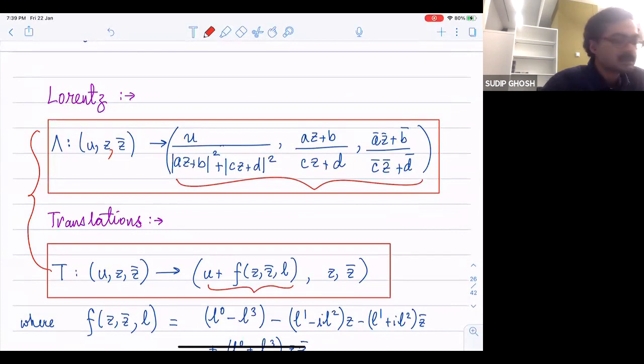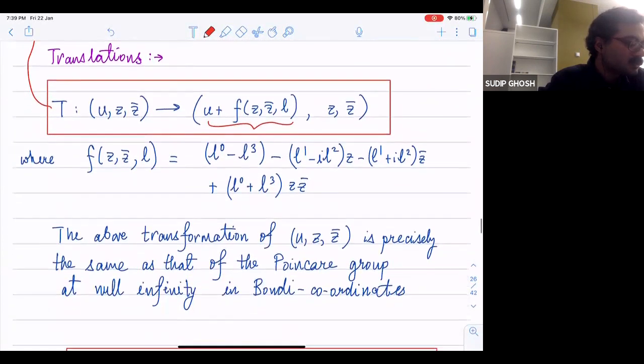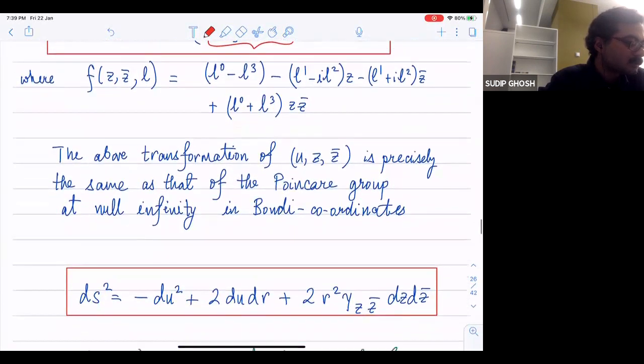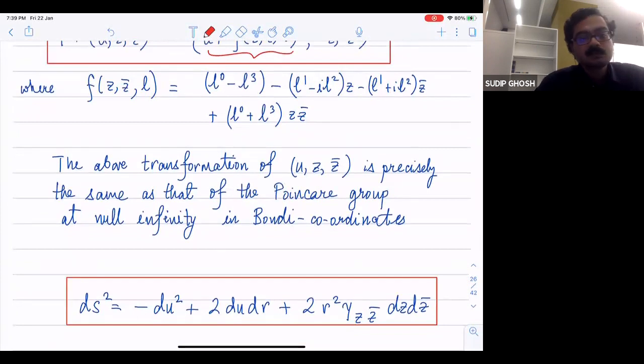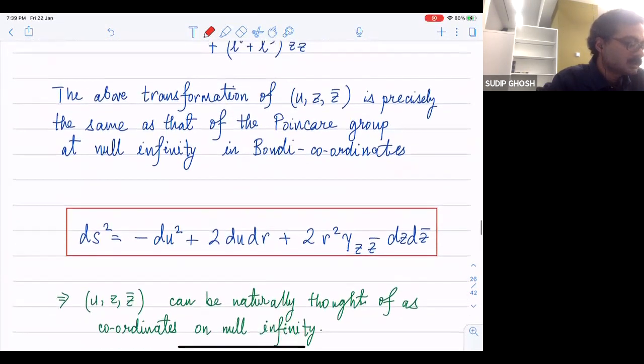So basically, if you stare at these transformations for a while, then what you immediately can realize is that this set of transformations of the u, z, z-bar labels is precisely the same as the action of the Poincare group at null infinity when you write the metric of Minkowski spacetime in the so-called Bondi coordinates. These Bondi coordinates are a set of coordinates in which you can write down the metric of Minkowski space, and that takes the following form.